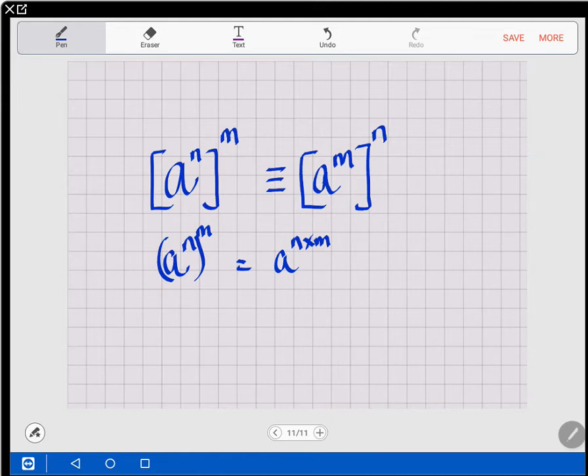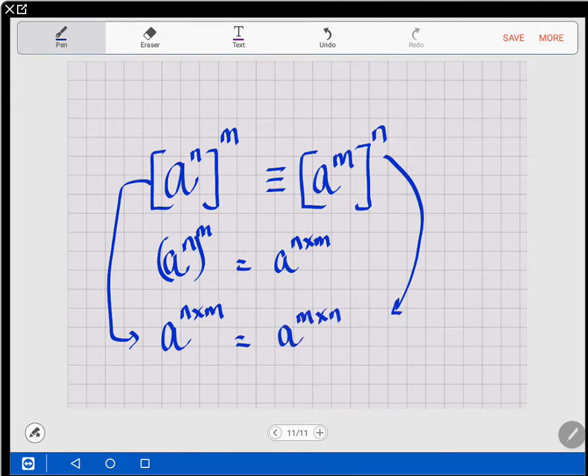Là-dedans, il peut égaler quoi? A to the power of n times m. Dans ça là, il peut égaler a m times n. Right? Si n is equal to 2 and m is equal to 4, n times m is equal to 8. Ici, m times n, 4 fois 2, égale 8. Multiplication, ça, 2 fois 4 égale 8, 4 fois 2 égale 8. Il est pareil.